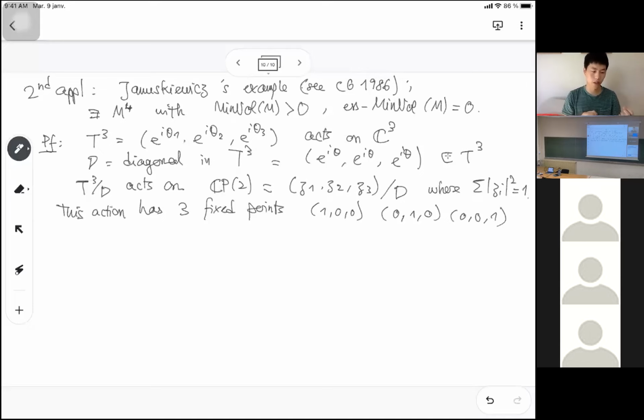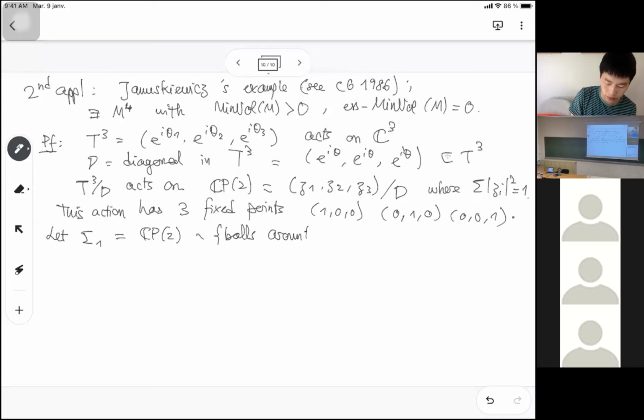So the idea is, okay, you remove 3 balls. You remove neighborhoods of these 3 points, you get a manifold with boundary. You double it, you get a closed manifold. And that's more or less going to be our manifold, okay? So let Σ1 be CP2 minus balls around those 3 fixed points. So it's CP2 minus 3 balls.